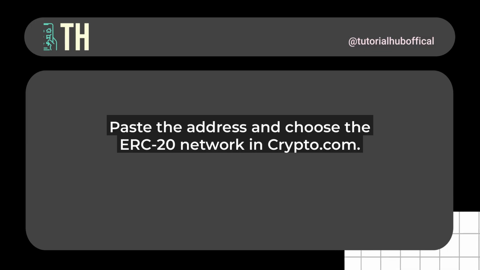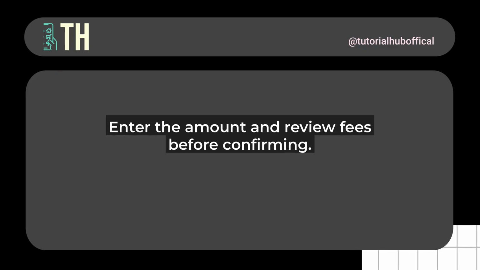Step 3. In Crypto.com, paste that address into the withdrawal form. Select the network as Ethereum, ERC20, for USDT, enter the amount you want to send, and review any fees. These can vary, so keep an eye on them to avoid surprises.